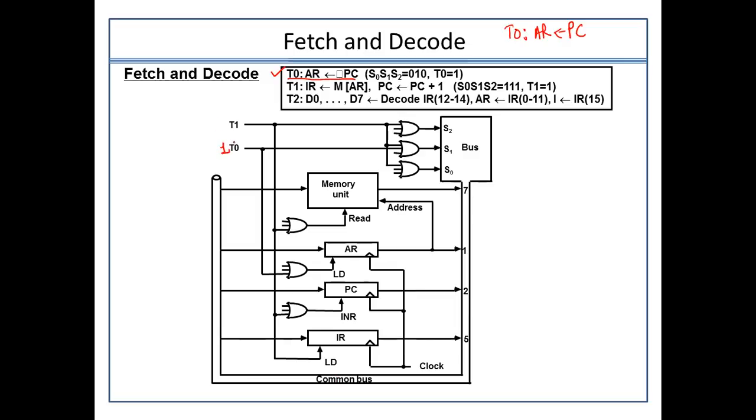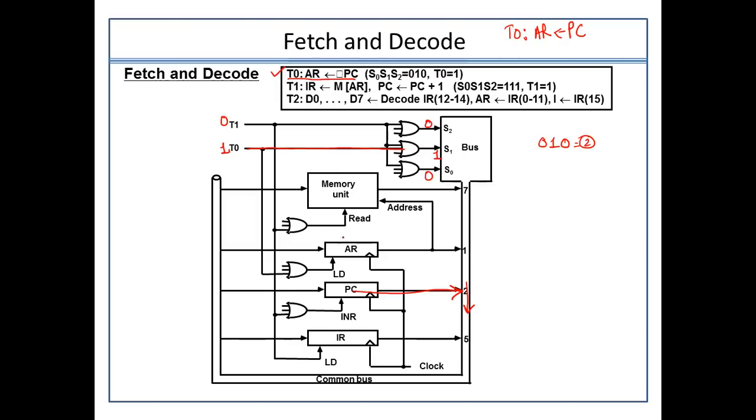Now when T0 is active, it will work like this. This T0 is going into this particular S1, and the rest of the values for T0 are 0, so it is 010. 010 is nothing but the second line, or the decimal value 2. It means the program counter's contents are now placed on this common bus system.